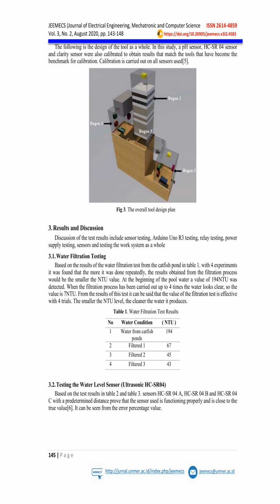From the results of this test, it can be said that the value of the filtration test is effective with 4 trials. The smaller the NTU level, the cleaner the water it produces. Table 1. Water filtration test results. No. Water condition. NTU. 1. Water from catfish ponds, 194. 2. Filtered, 67. 3. Filter 2, 45. 4. Filter 3, 43.